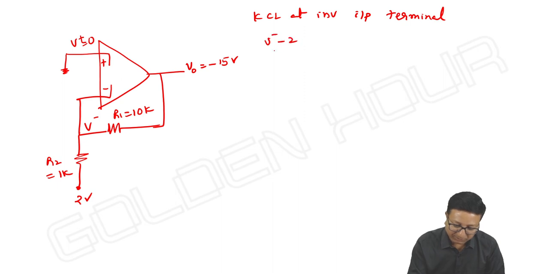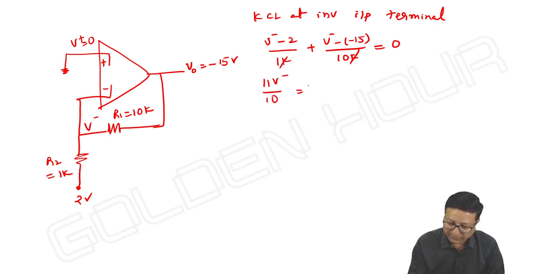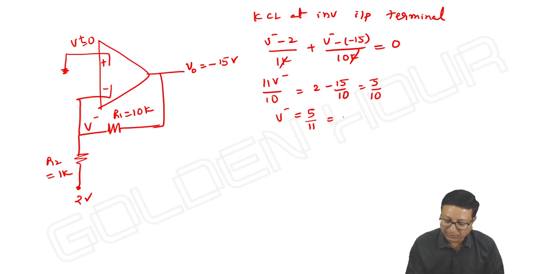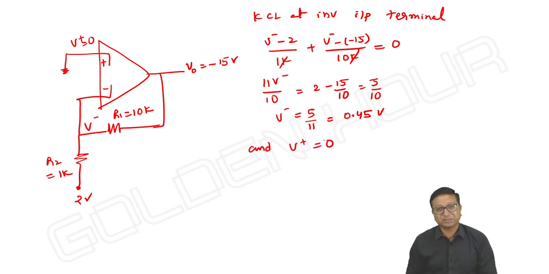It is (V minus minus 2) by 1k plus (V minus minus (minus 15)) by 10k is equal to 0. Kilo, kilo cancel. Then 11 V minus by 10 is equal to 2 minus 15 by 10, so it is 20 minus 5 by 10. So V minus is equal to 5 by 11, which is equal to 0.45 volt. And V minus is equal to 0.45 and V plus is equal to 0.